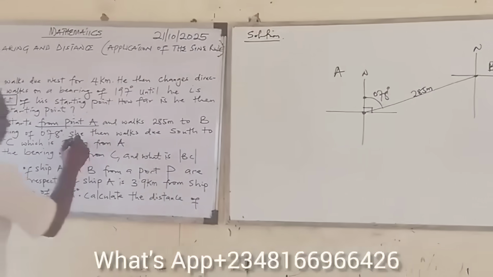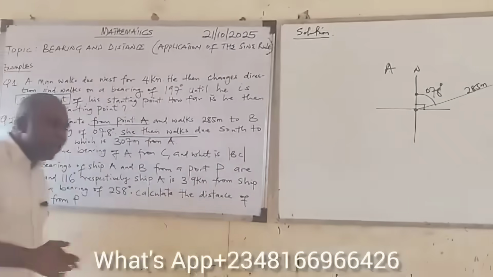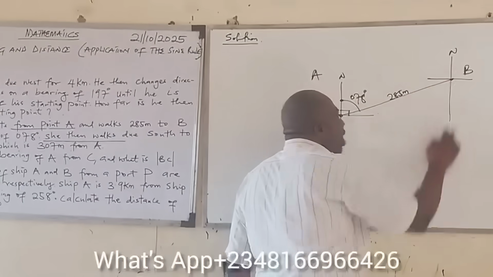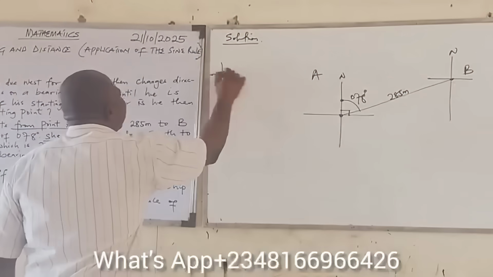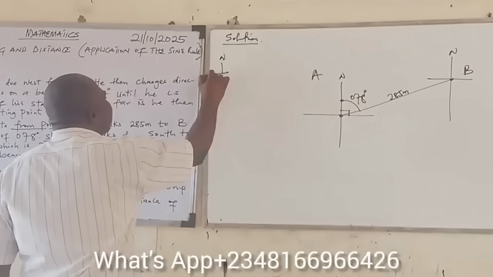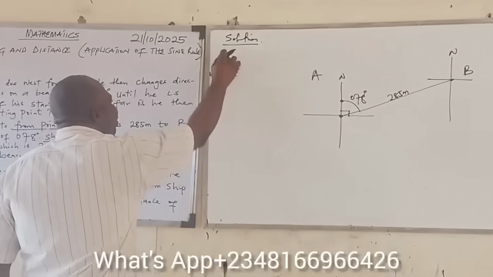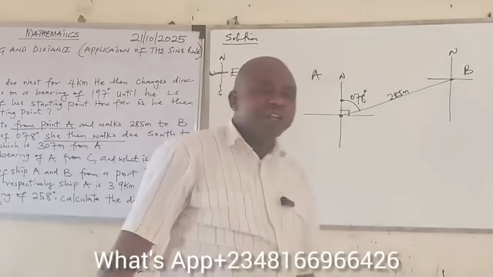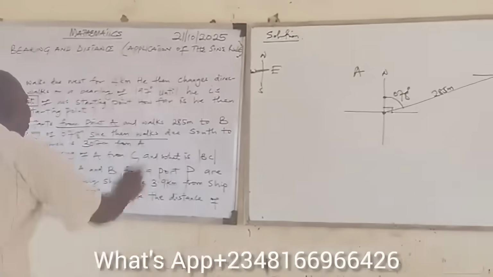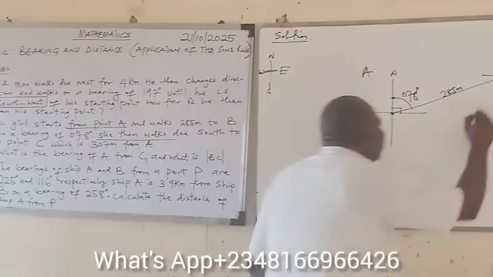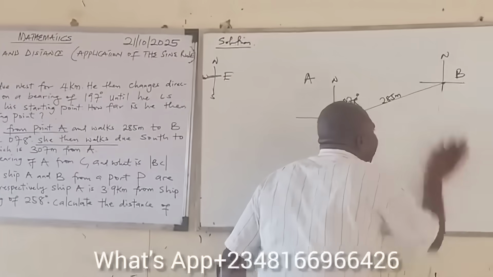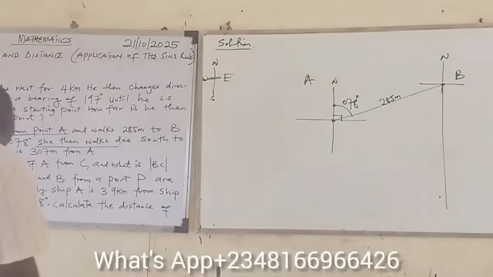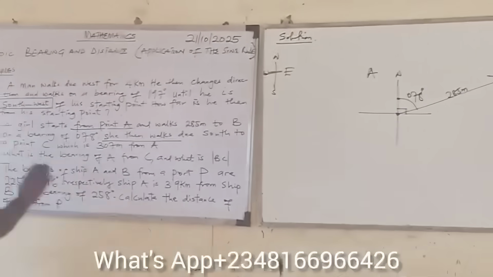Now, please, let's take note of this word. She then walks. That means from this point now, she walks due south. Remember we said for the 4 cardinal points, we have north, south, west, and east. So in this case, they say she walks due south. So it means she actually comes down, straight down. She walks due south to a point C.